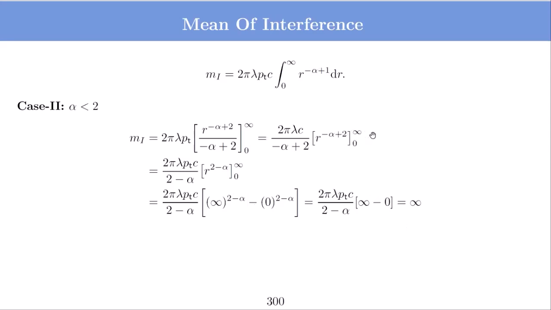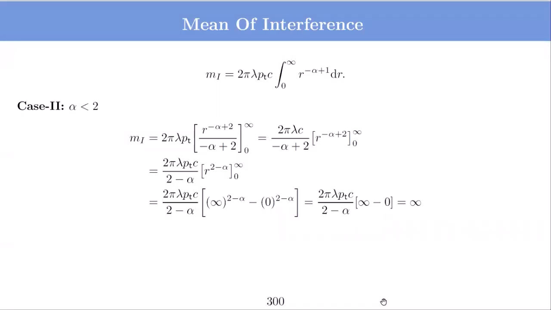So this tells us the points which are close by are not a problem, but points which are very far away are contributing infinity. It means that because alpha is less than 2, the interference is decreasing slowly with distance. The decrease is so slow that the points which are very far away are contributing infinite interference. So in this case, the problem is occurring because of the transmitters at very far away.